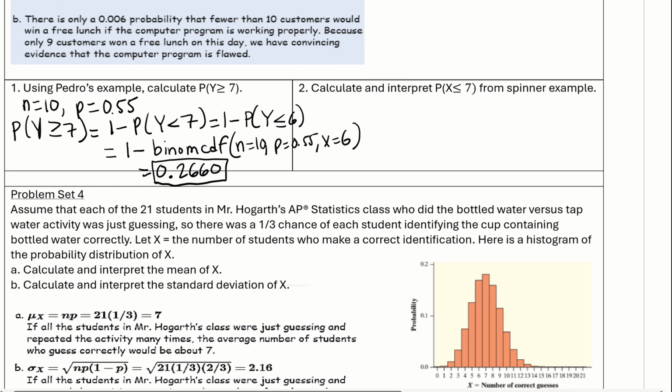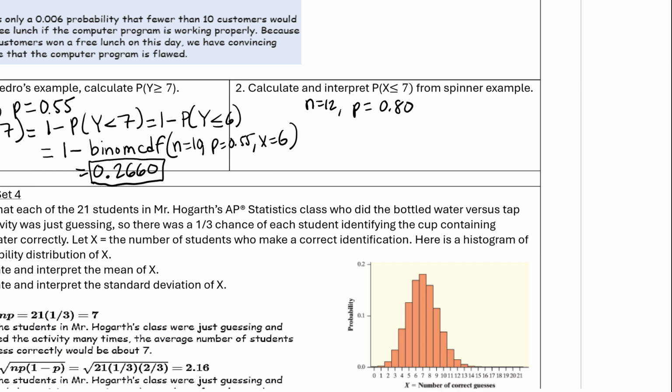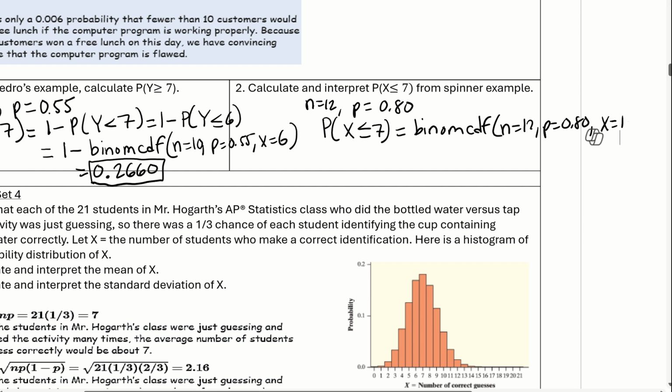All right, so now let's do the spinner example. The spinner example, recall, n was 12, and I believe the probability of success was 80%. Now we want the probability that X is less than or equal to 7, so we can just use the binomial CDF function because it's already less than or equal to, with n equals 12, p is 0.80, x equals 7. And then you would get 0.0726.